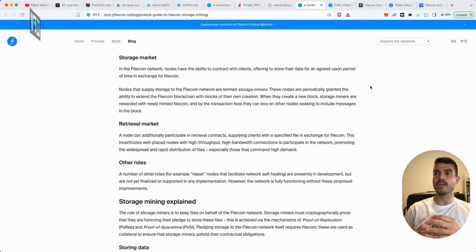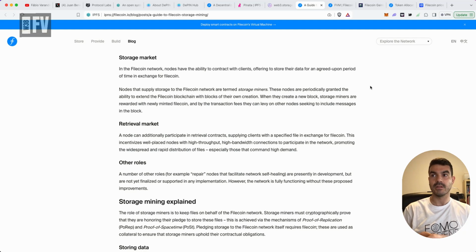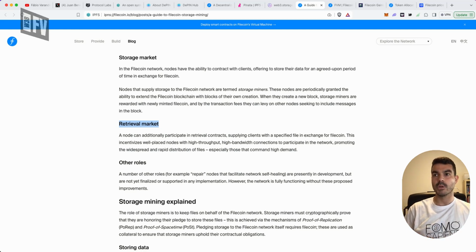If you are not interested in using the Filecoin Network from a user perspective, you can always become a miner. At the moment, you have two ways to participate in the network: through the storage market or the retrieval market. In the storage market, you must offer space for data storage, and you will be rewarded with FIL tokens every time you create a new block on the network, and you can also receive transaction fees. This is the most common form of participation on the network. In the retrieval market, you have to ensure that you have an excellent internet speed so that you can, whenever necessary, provide clients with the requested file, and in return you will receive FIL tokens. In the future, there will also be repair miners, these other roles here.